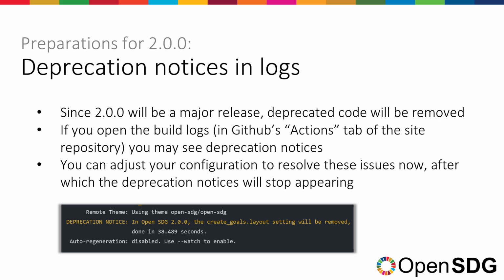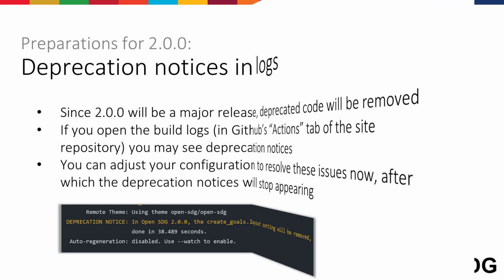Version 2.0.0 of OpenSDG will be a major release, which means that deprecated code will be removed. To help you discover whether you're using any deprecated settings, notices will appear in the logs of the site repository's builds. You can find these in GitHub's Actions tab, for example. As you see deprecation notices, try adjusting your configuration as directed and see if you can get rid of the deprecation notices. This will simplify the process of upgrading to version 2 when it is released.